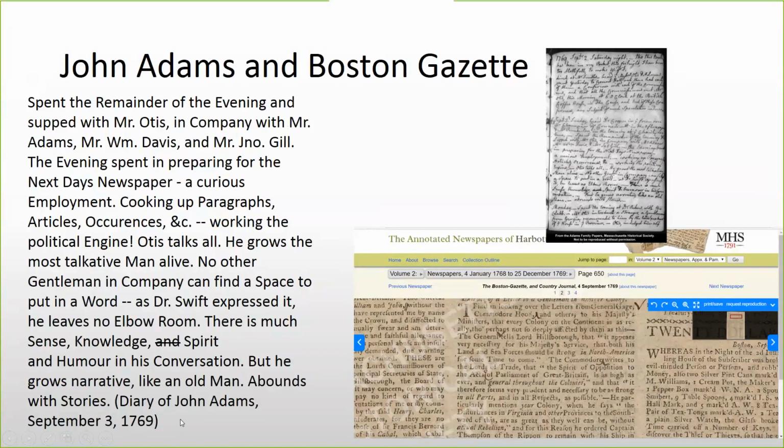So when you read the transcript, I want you to answer, how does he describe the process of developing the quote-unquote next day's newspaper? So what's their process here? So perhaps you picked up on that line about midway through when he talks about preparing the next day's newspaper as a quote-unquote curious employment, cooking up paragraphs, articles, and occurrences. So this source represents the way in which newspapers were used during the colonial and revolutionary period in the United States, or the pre-United States, to not only share information, but also to generate support for the revolutionary cause.